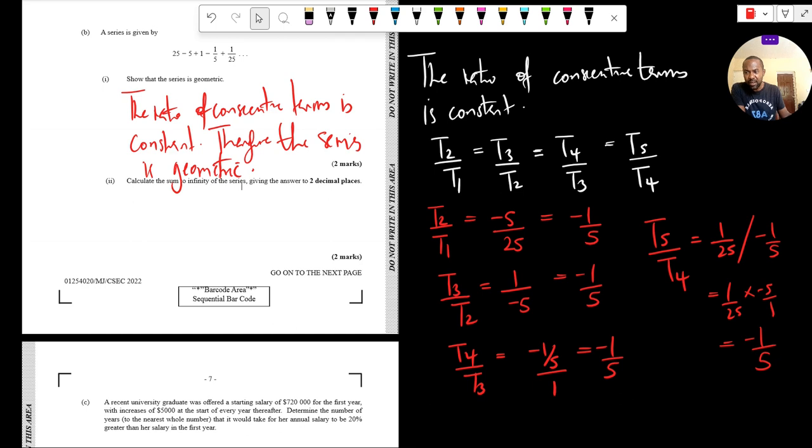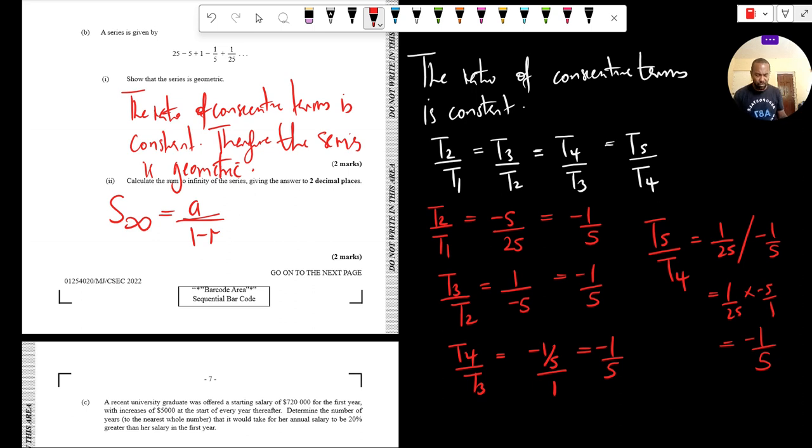Now part two says, calculate the sum to infinity of the series giving the answer to two decimal places. Now, how do we find the sum to infinity of a geometric series? This is a formula. S infinity is equal to A over 1 minus R. Now, this formula is usually given in the list of formulas at the front of the booklet. But of course, in an exam, you don't want to be flipping back and forth to find the formula that you need.